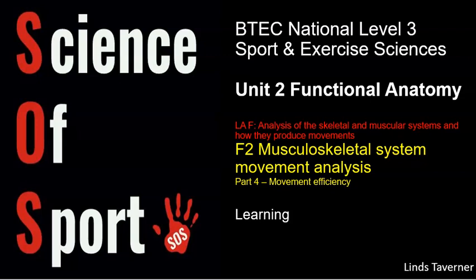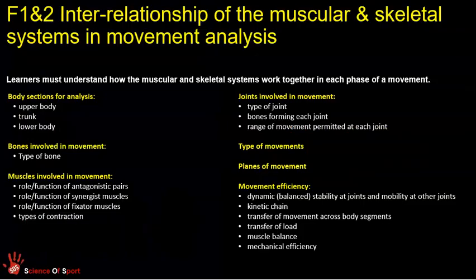Hello guys, this Science of Sport video is part of videos for BTEC Sport and Exercise Sciences, Unit 2 Functional Anatomy. It's particularly focusing on Learning Aim F, the analysis of the skeletal and the muscular systems and how they work together to produce movements for us. This is part 4 and in particular looks at movement efficiency.